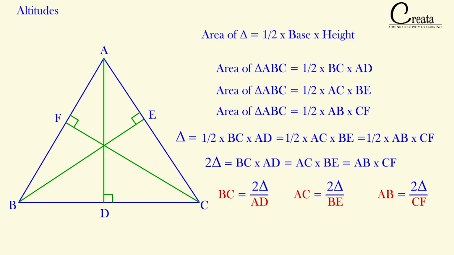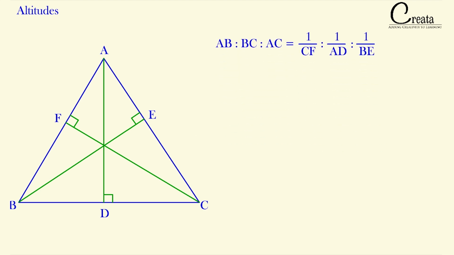Or in other words, can we say the ratio of AB is to BC is to AC is equal to 1 by CF is to 1 by AD is to 1 by BE? We can say so, as 2 times delta, that is 2 times the area of the triangle, is fixed or constant for all the 3 cases. Getting the point? Here AB, BC and AC are the sides of the triangle and CF, AD and BE are the altitudes of the triangle. So we got a relation: the sides of the triangle are inversely proportional to the altitudes of the triangle. This is a very important relation.